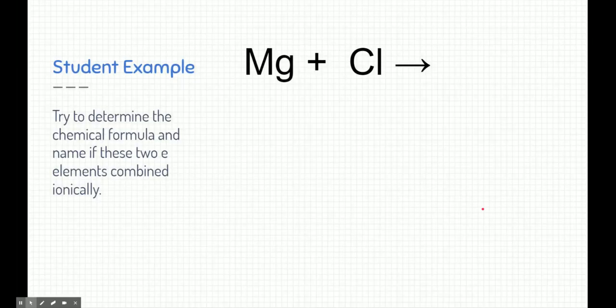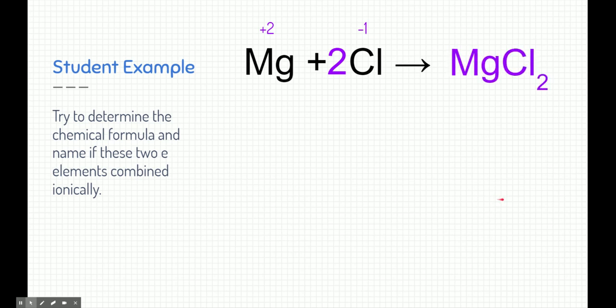All right, here's a student example. See if you can figure this one out yourself. Pause the video and see if you can figure out how magnesium and chlorine go together. Did you pause the video? All right, let's see if we can work this and figure out what the formula is. Magnesium on our periodic table has a positive two, and chlorine has a minus one charge. You can see right away these aren't going to go together. But if we had two chlorines, that counteracts the one magnesium. And so we have MgCl2.